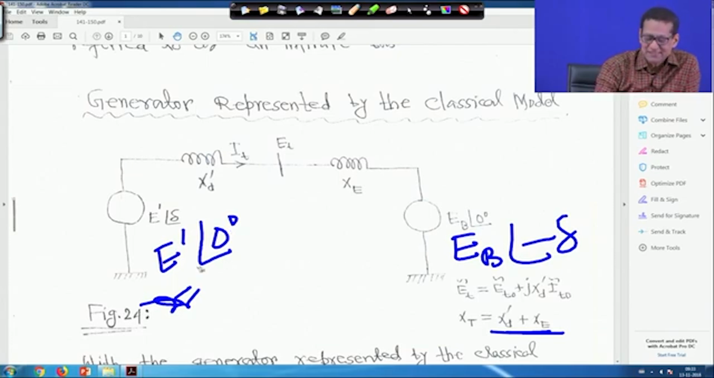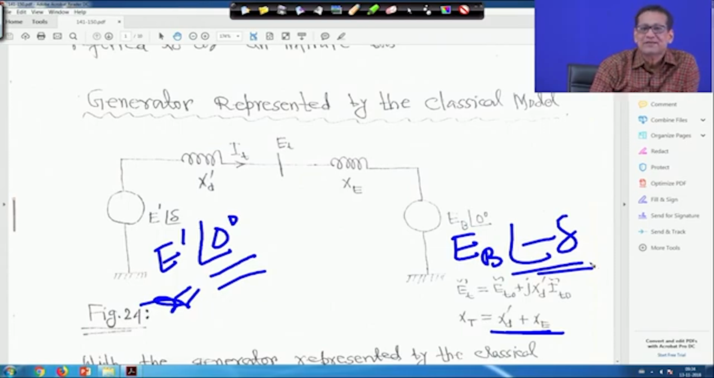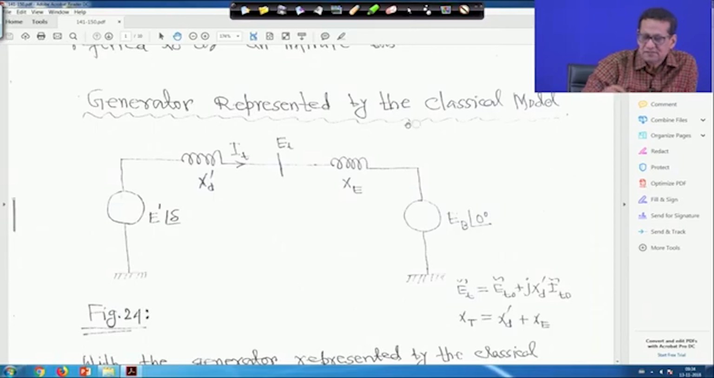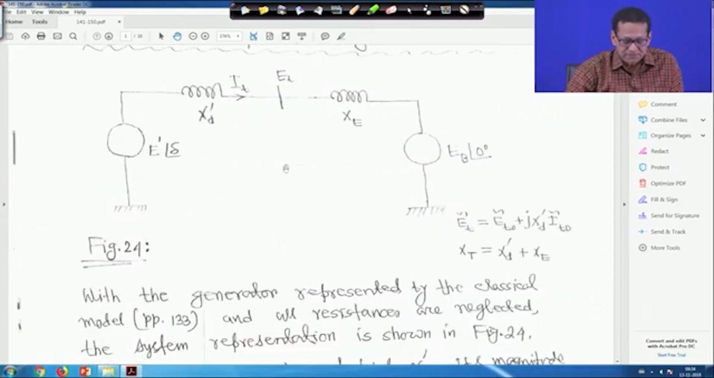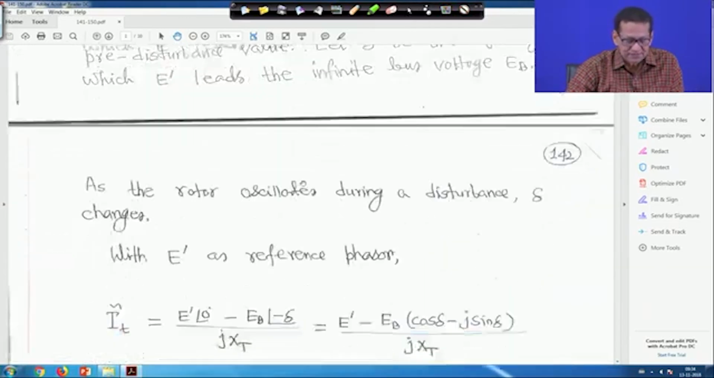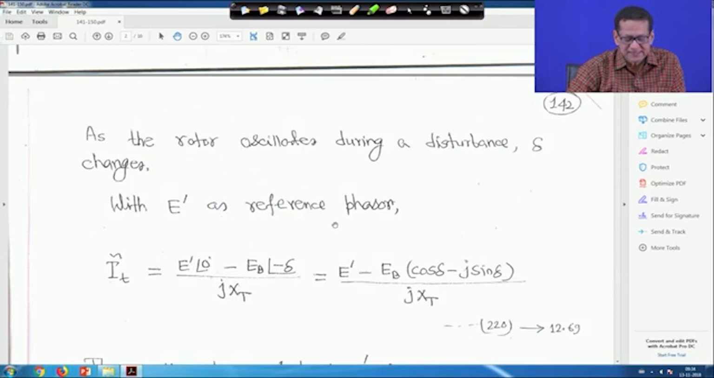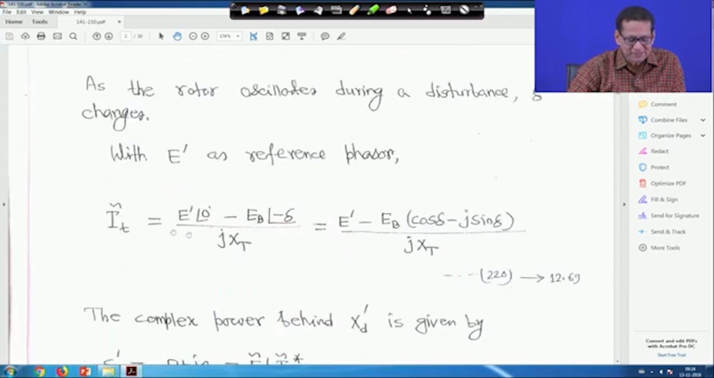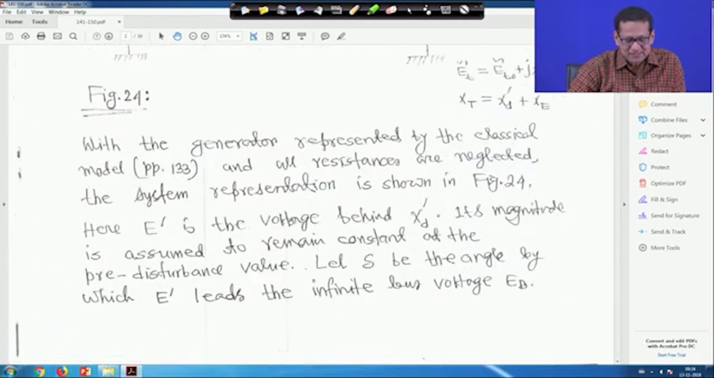So, E_b lags E' by angle delta, and the same way you can write it. When you use the mathematical notation, we will use this one, meaning is the same. Therefore, with E' as the reference phasor, I told you that I_t tilde can be written as (E' angle 0 minus E_b angle minus delta) upon j x_t.